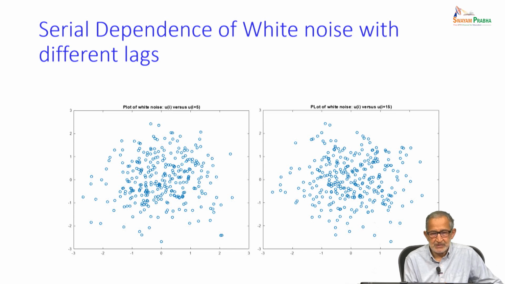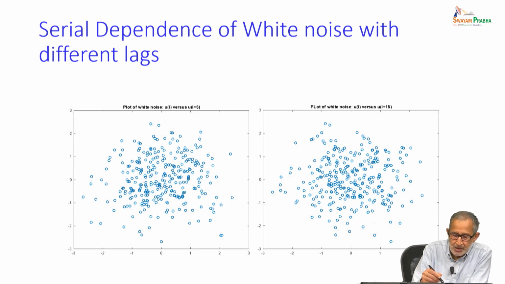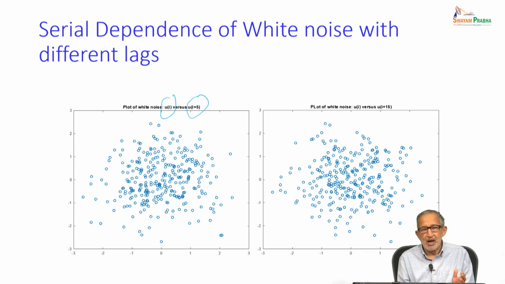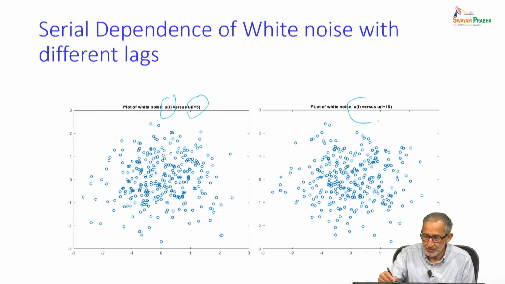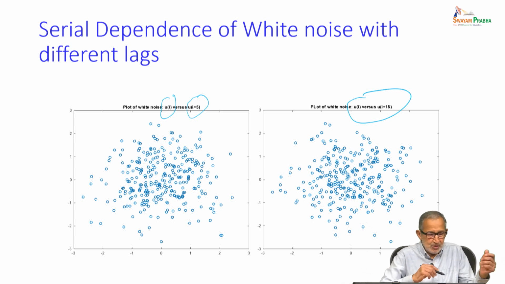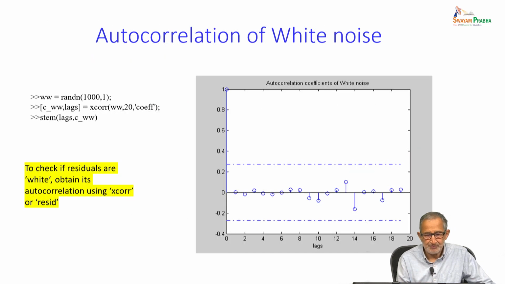So here is an example. This is the serial dependence of white noise at different lags. So we are plotting u_i versus u_(i+5). There is no apparent relationship between the input at one time and the input at 5 sample intervals later. Here is another case. The plot of noise u_i versus u_(i+15). Again, very random. So there is no apparent correlation between these two inputs. And that's the case with white noise.